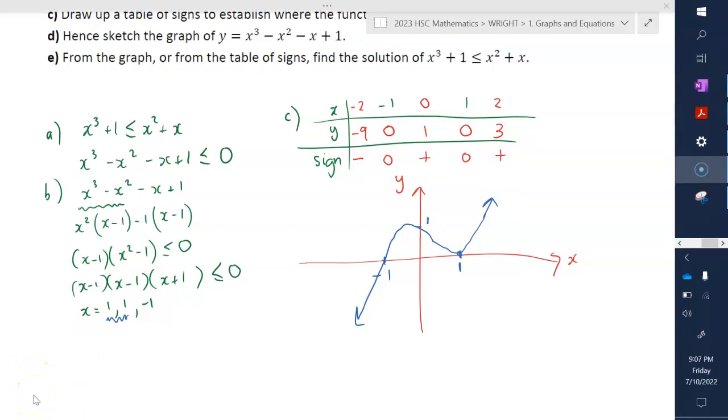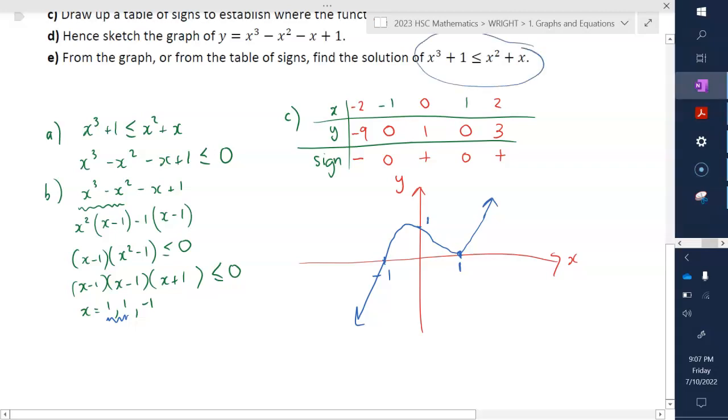Okay, so we've sketched that graph. Now let's have a look at part E. It says from the graph or from the table of signs, find the solution of this here. Okay, so that's what our end point is, to find that solution. Now we've rearranged this function here to be this here, which is what we've plotted.